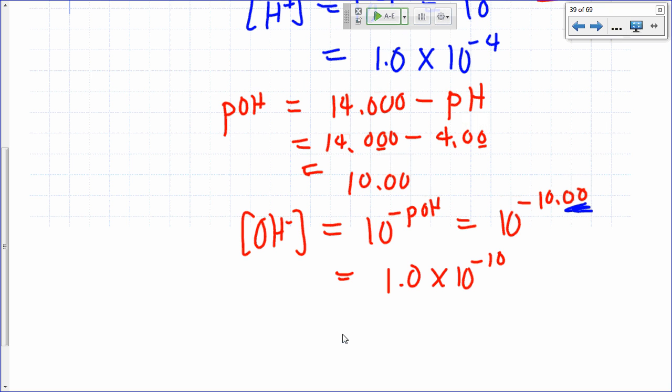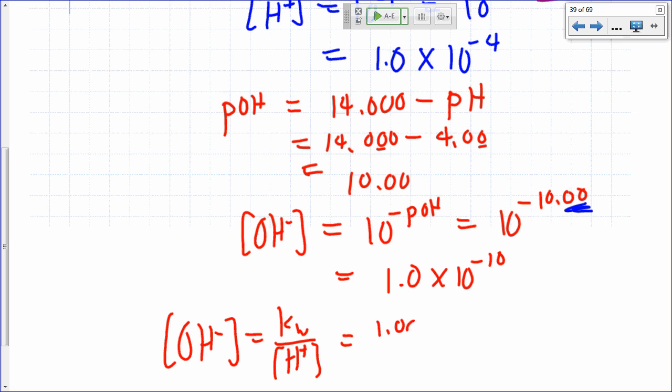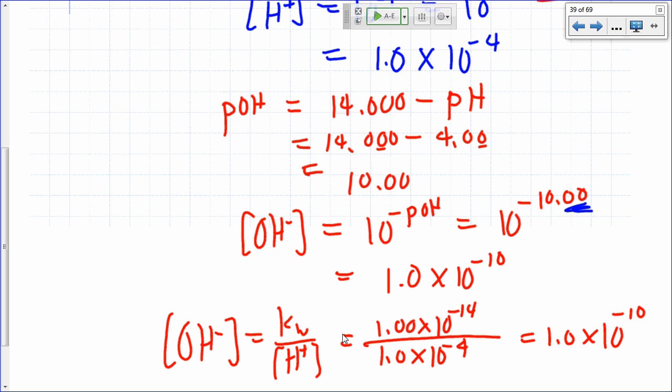Now, what's another way I could have figured out my hydroxide? I could have said hydroxide equals Kw over H plus, right? So it's 1.00 times 10 to the negative 14 over 1.0 times 10 to the negative 4. That's my H plus. Same answer, I get 1.0 times 10 to the negative 10. So by measuring pH, you should be able to figure out H plus and hydroxide concentrations. And if you're doing that in the lab and the pH is not changing, then that means you are at equilibrium. You have the equilibrium values for H plus and hydroxide.